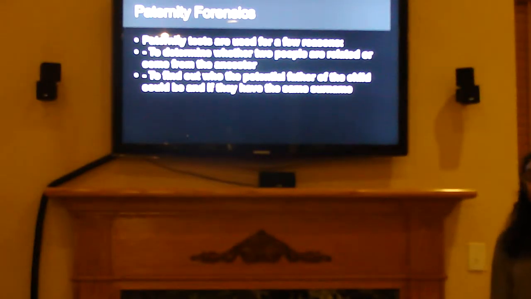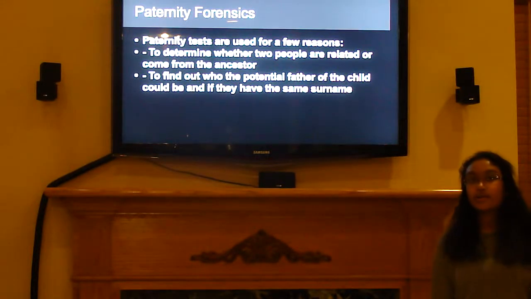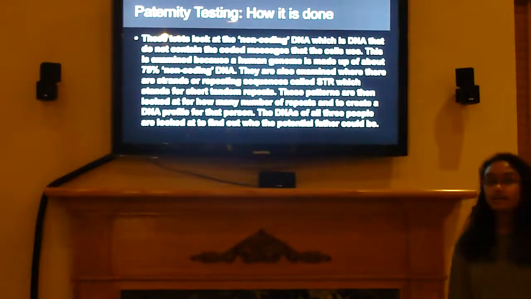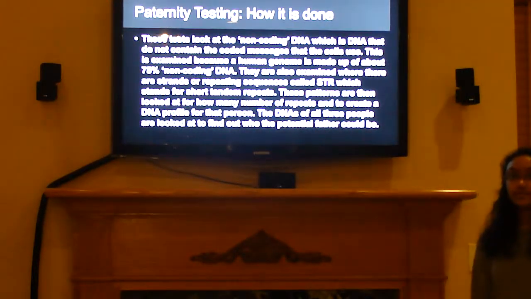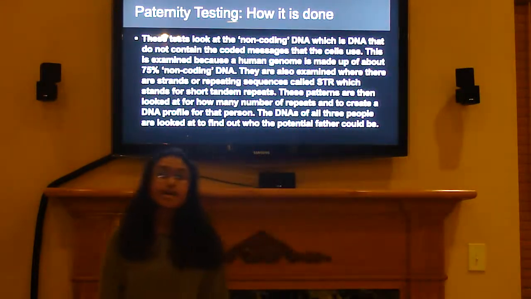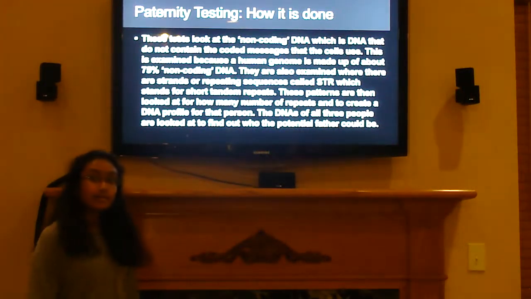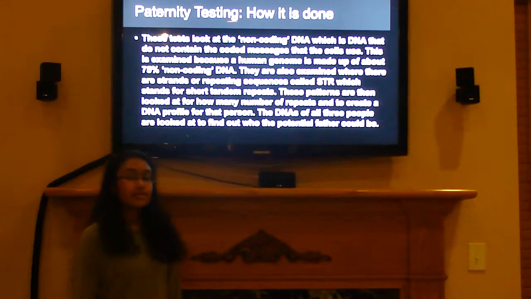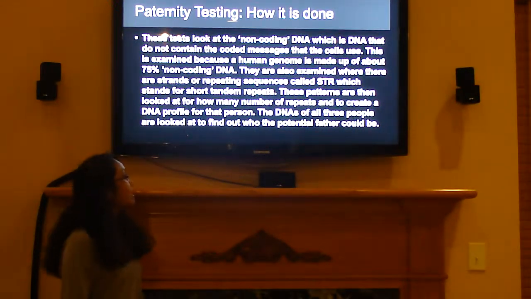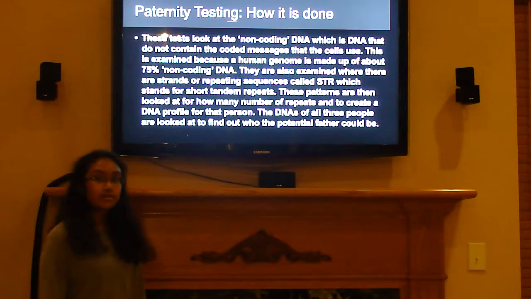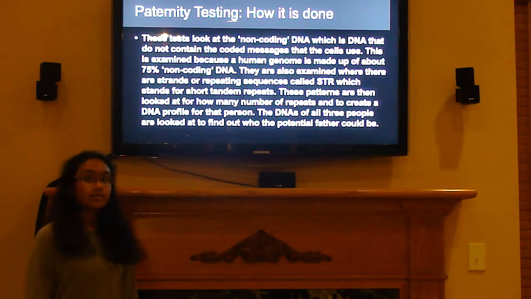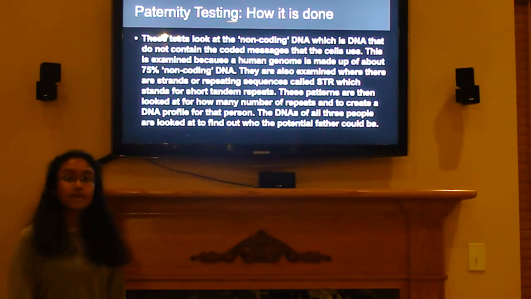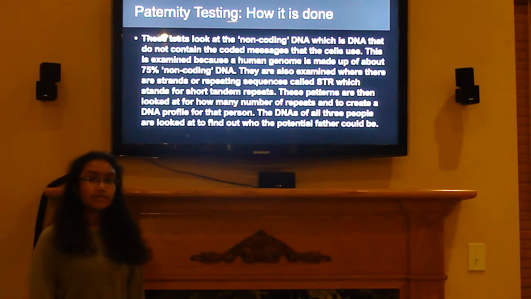Paternity tests are used to find relatives or ancestors or a potential father for a child. These tests look at non-coding DNA, which is DNA that does not have codes for the cells, and they use this DNA because a human genome has 75% non-coding DNA. It can also be used with STR, which stands for short tandem repeats, where you look at the repeats and then create a DNA profile. These profiles are used to see the matches for all the people.